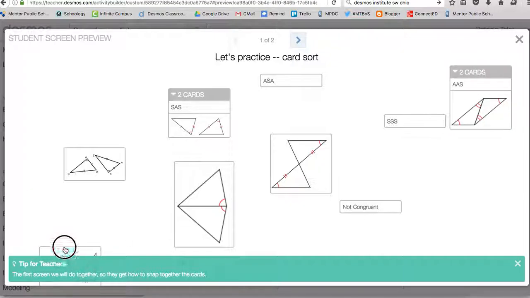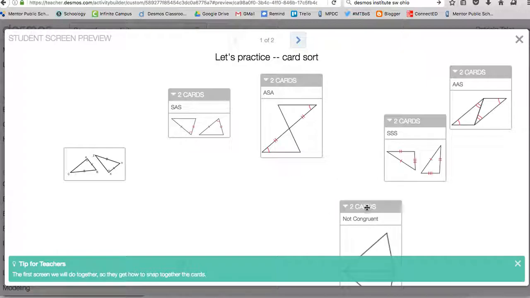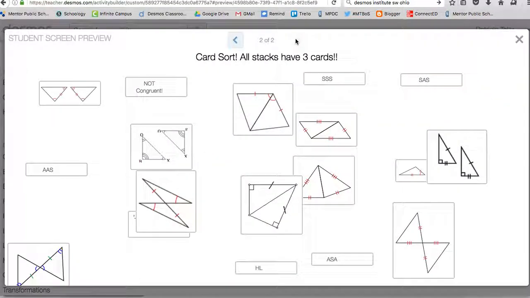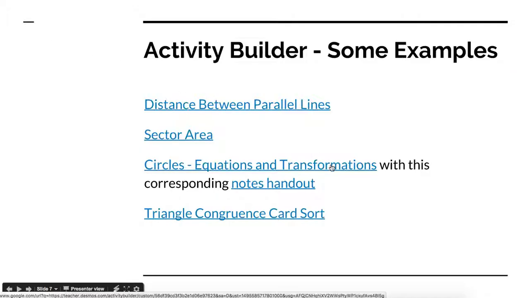I'm looking to see what else we have here. Here's a side-side-side pair. Here's an ASA pair. And here's a not congruent because there's not enough information. So students snap their cards together. Teachers actually have an option of having an answer key appear on the teacher screen. So you can, as you see here, create this with images or with text. Whatever you want to put into a card sort is just another option of things you can do for geometry with Desmos Activity Builder.